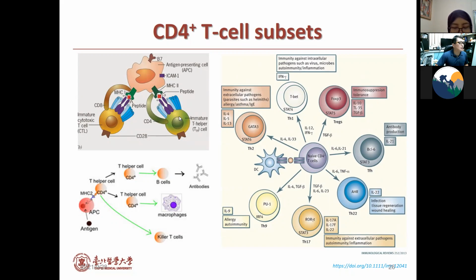After the activation, what happens? These CD4 T helper cells will start to release different cytokines, chemokines, and growth factors. For example, interferon gamma is very important for viral infection, right? T helper cells will release IL-12 and interferon gamma, and cause the T cell to turn to Th1.